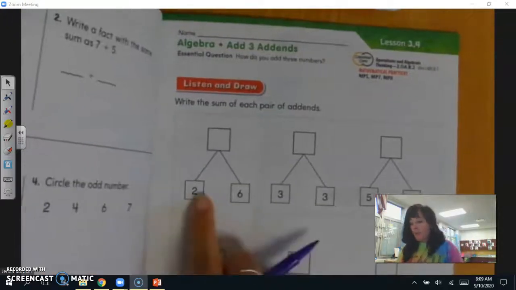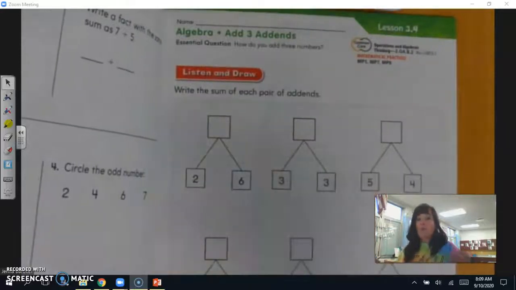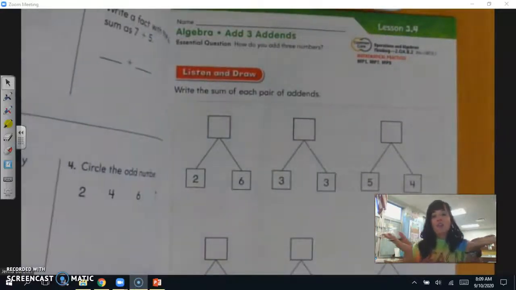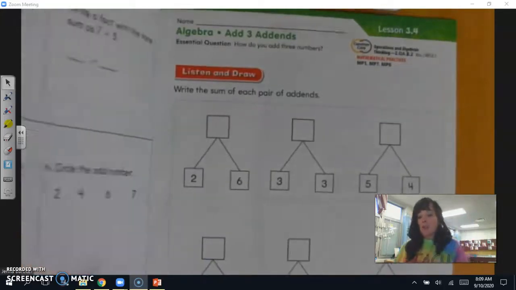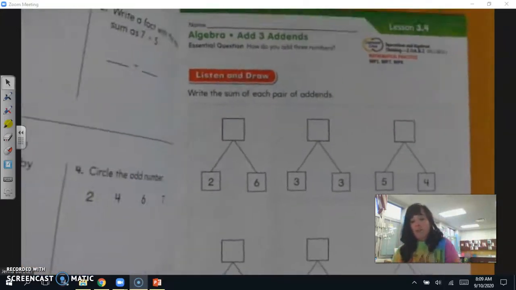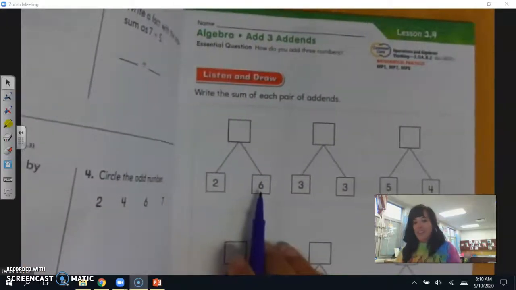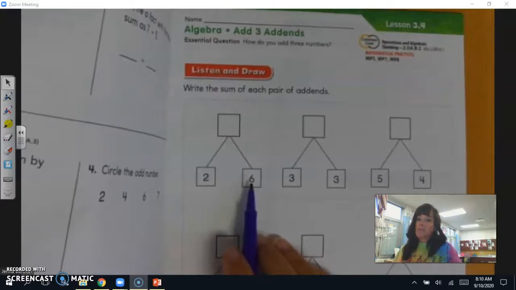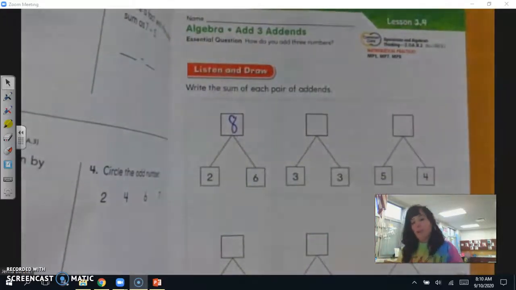Okay. So what we're going to do, it says write the sum of each pair of addends. So if you remember before, addends are the two numbers that we add together to get our sum, right? So we're going to do 2 plus 6. What is 2 plus 6? 8. So we'll put 8 in this box up here.